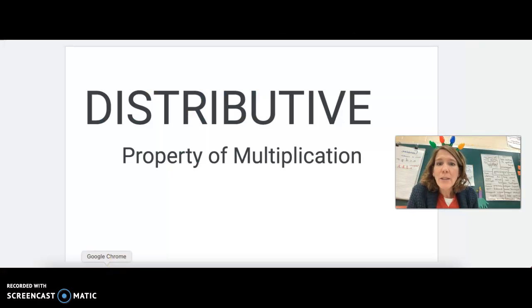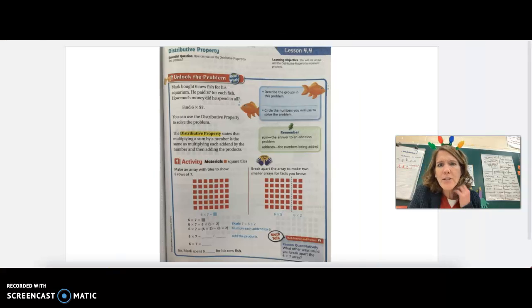All right, so now let's take a look at page, sorry, I don't know what page it is, page 209 in your math book, okay? We're just going to do a few together. All right, Mark bought 6 new fish for his aquarium. He paid $7 for each fish. How much money did he spend altogether? So we're going to have 6 groups with $7 each, right? 6 times 7. That's a hard one to solve, isn't it? 6 times 7. Okay. You can use the distributive property to solve the problem.